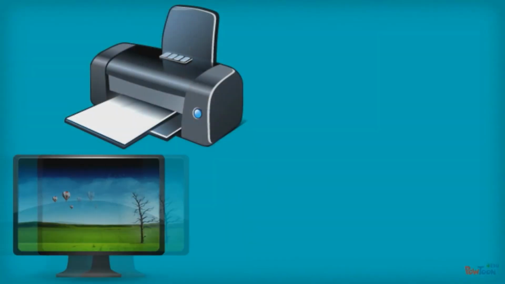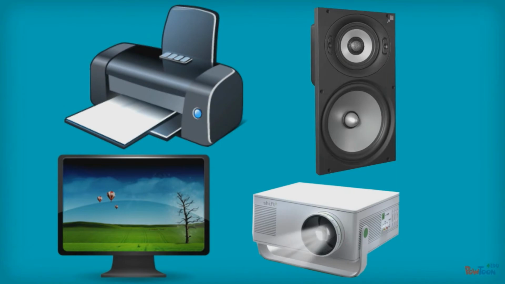These, opposite to input devices, project digital data into material data. A few examples of output devices include printers, monitors, speakers, and projectors.